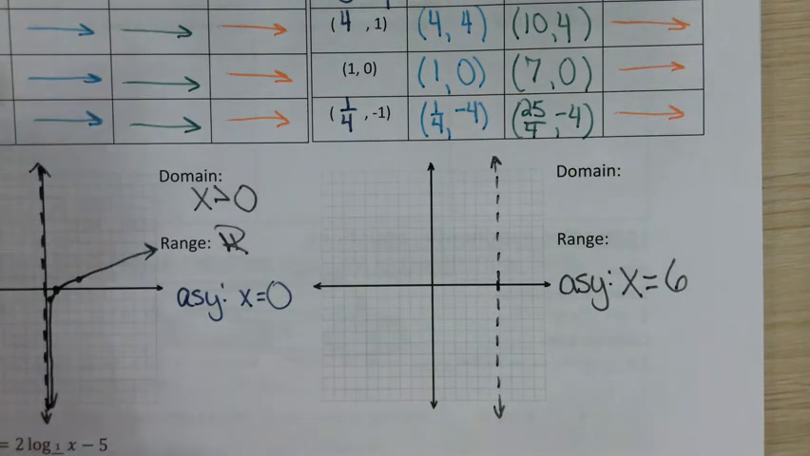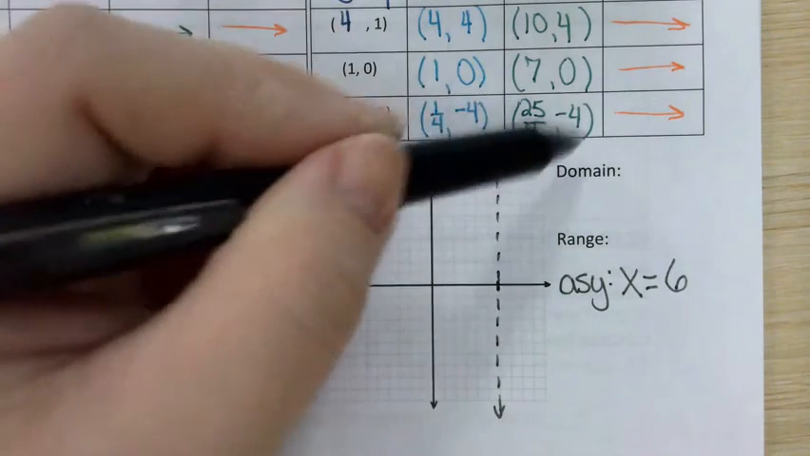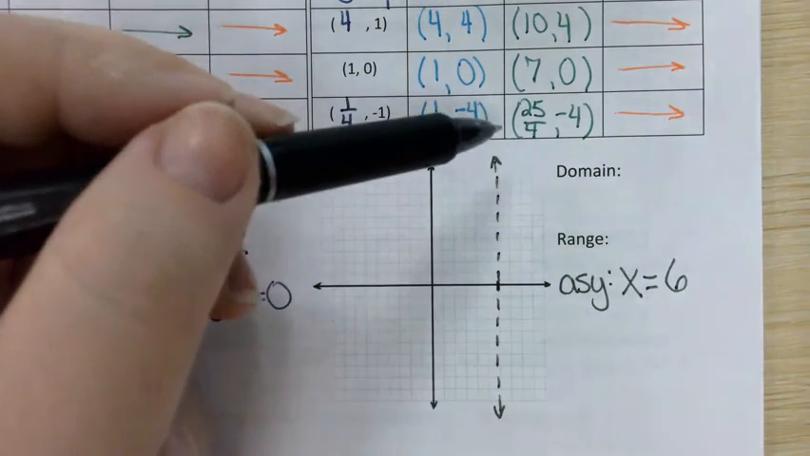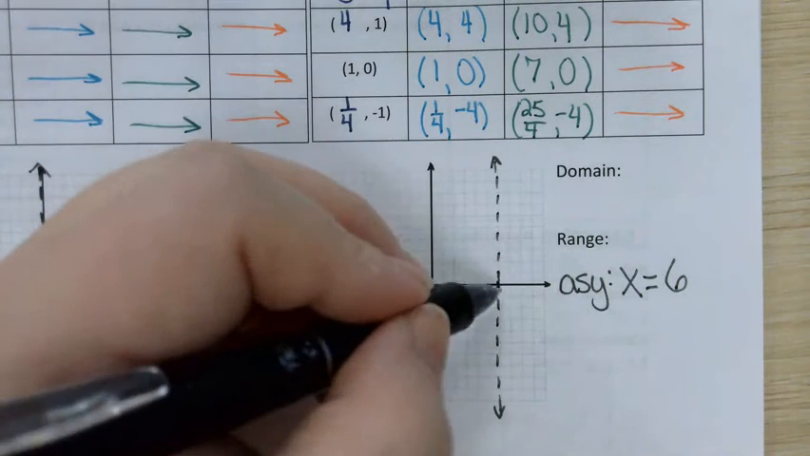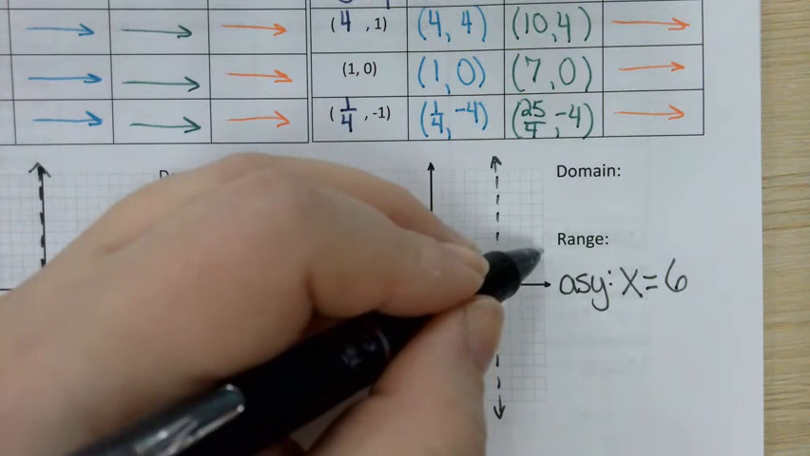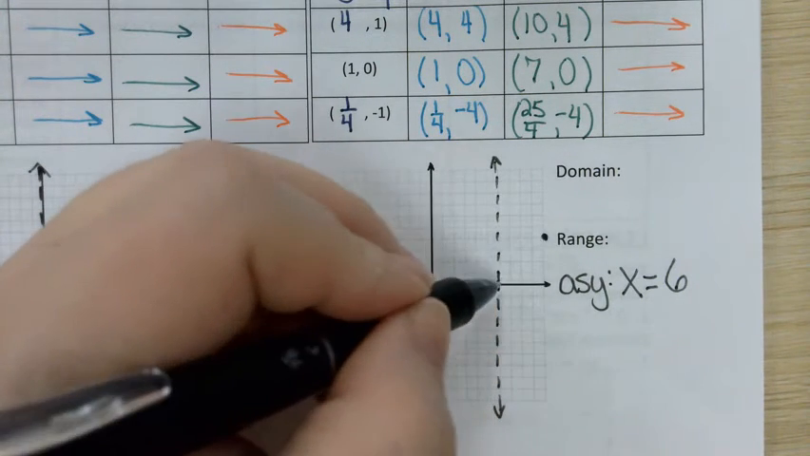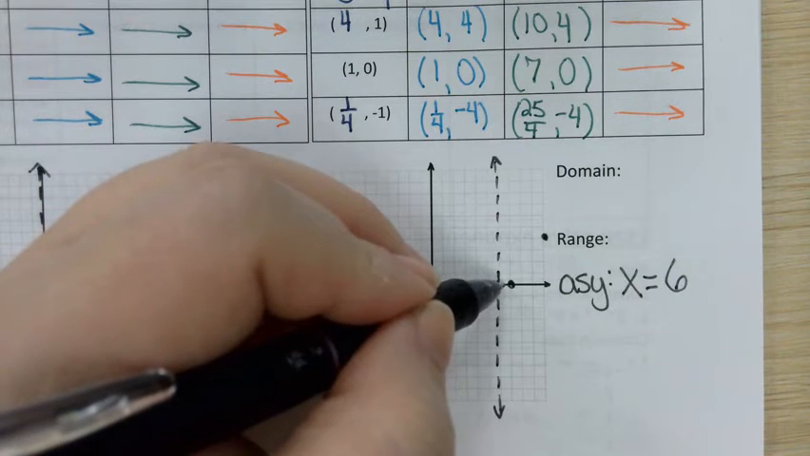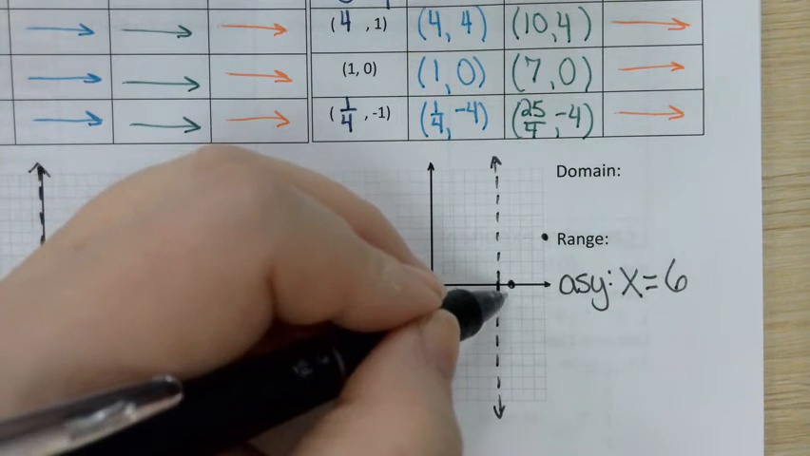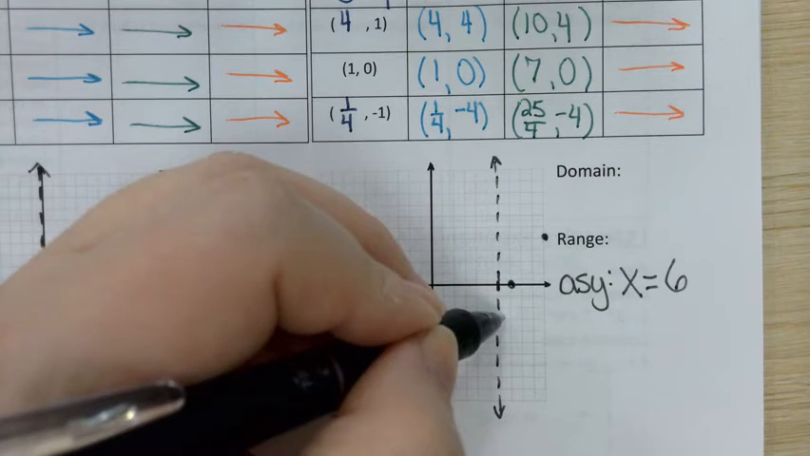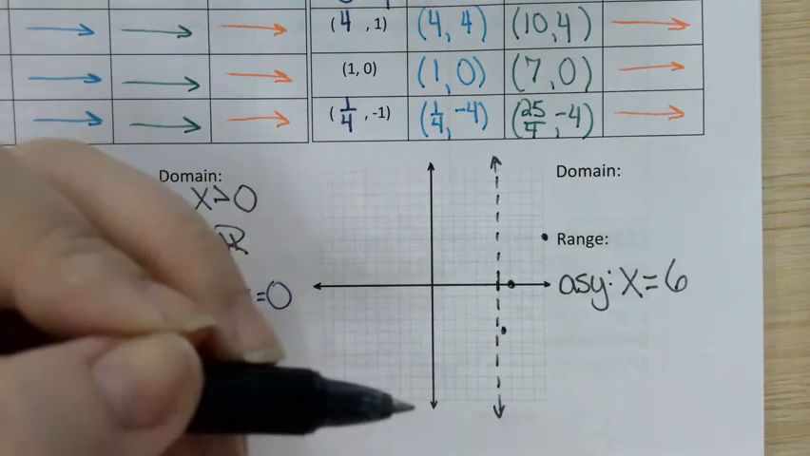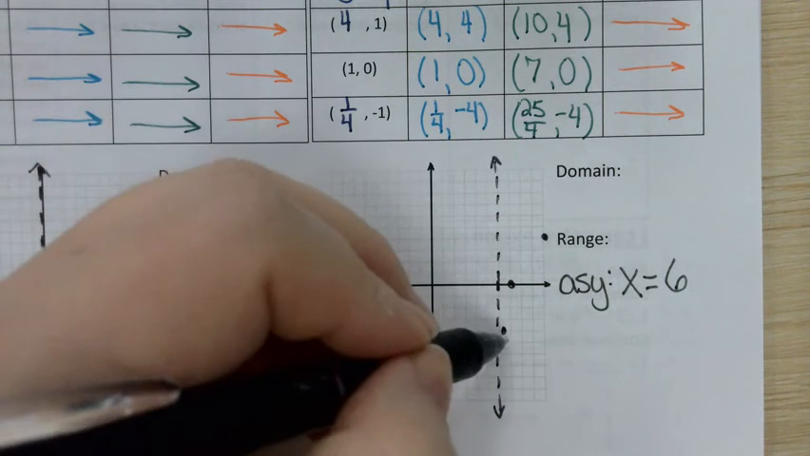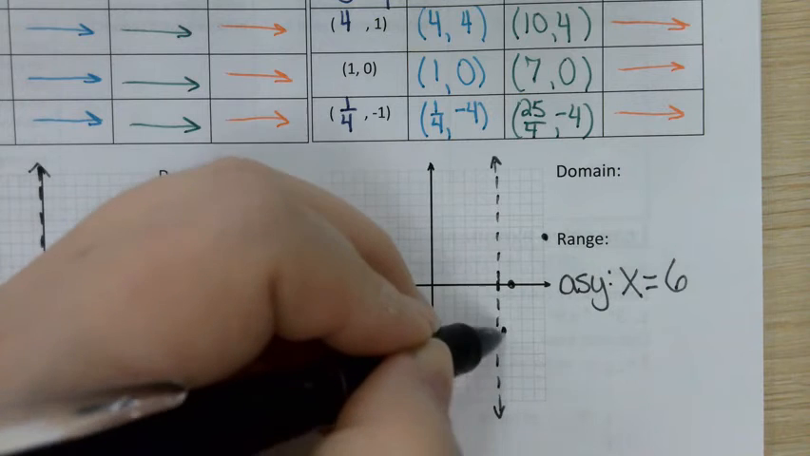And then we'll plot our points. And the last column of points that we apply to transformation to is the point that you plot. So 10, 4, then 7, 0, and 25/4 is approximately 6.25. Well, it's exactly 6.25. And -4. We can see that it's trending towards the asymptote here.